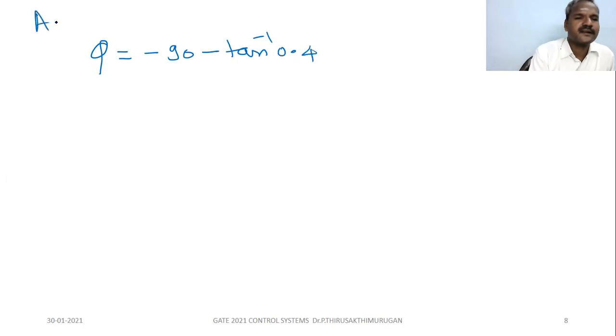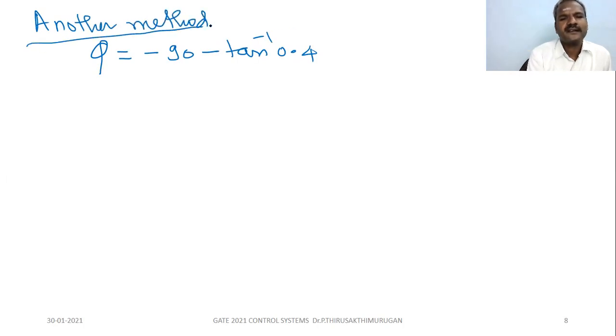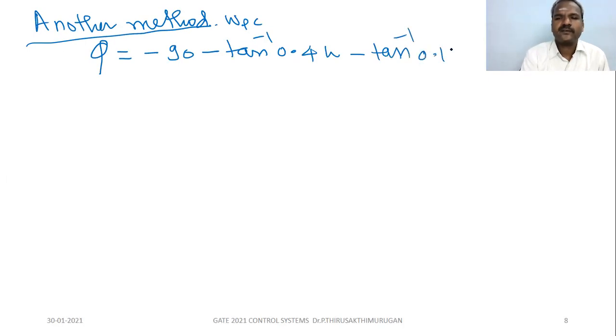Say the phase angle expression is minus 90 minus tan inverse of 0.1. This is another method to determine omega PC, right? So minus 90 minus tan inverse of 0.4 omega minus tan inverse of 0.1 omega.